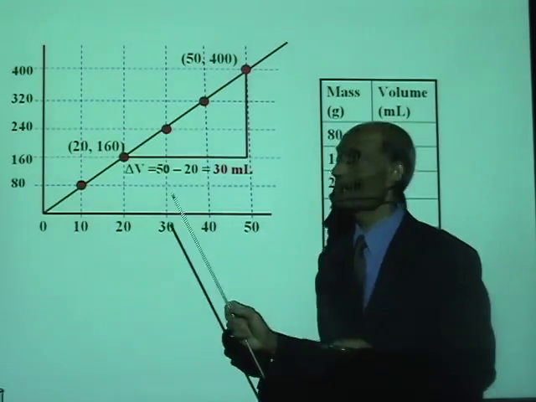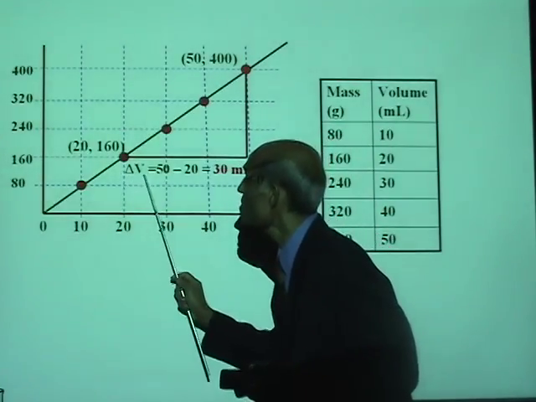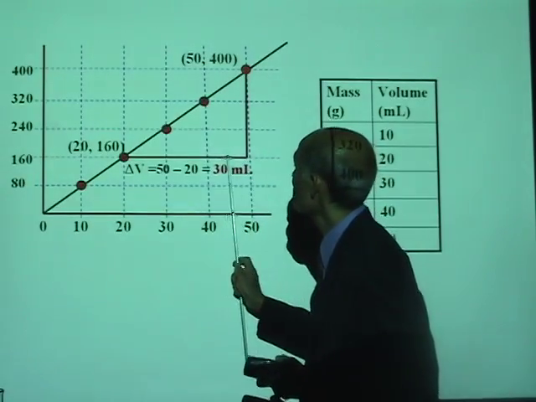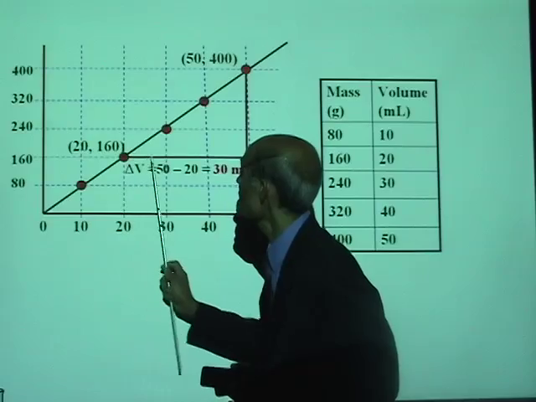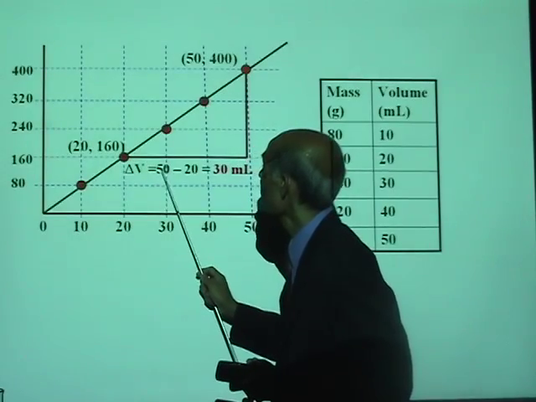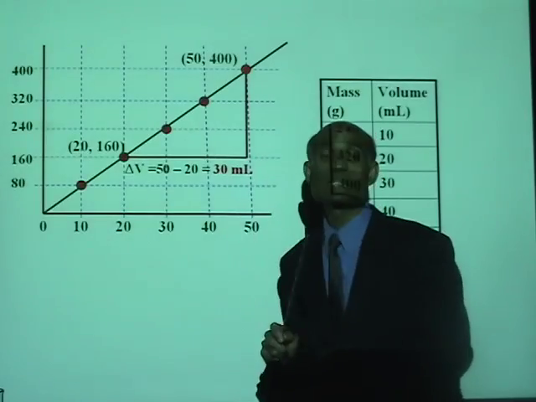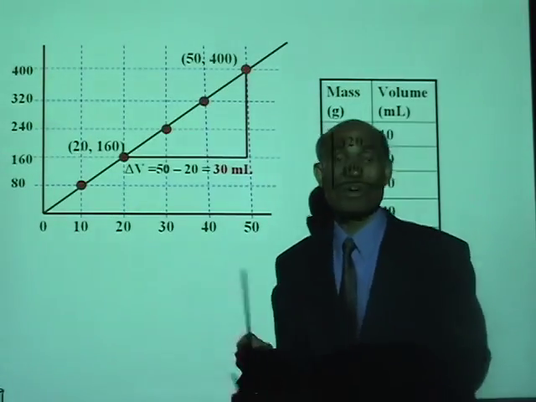So let's now find delta V, the change in volume. What is the change in volume? Now this is 50, this is 20. The change in volume is 50 minus 20, that is 30 milliliter. That is the change in volume.